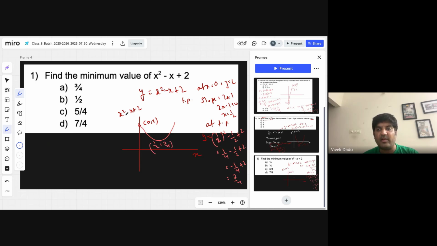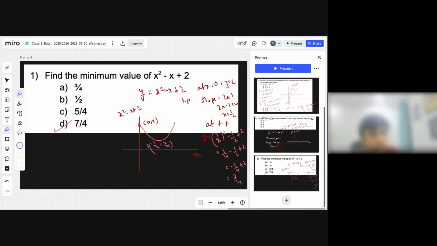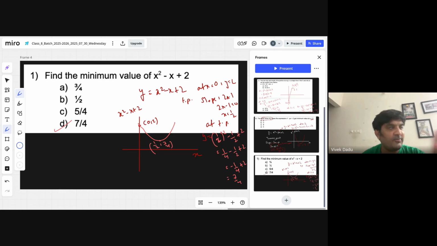What is the minimum possible value of x square minus x plus 2 from this? 7 by 4. Okay. Now, Bhavya, you might wonder why it can't take the value of minus infinity. I can explain that using another logic. The calculus method might not be that intuitive. The graph is telling you that it does not go below 7 by 4, but somewhere you feel math is not mathing.